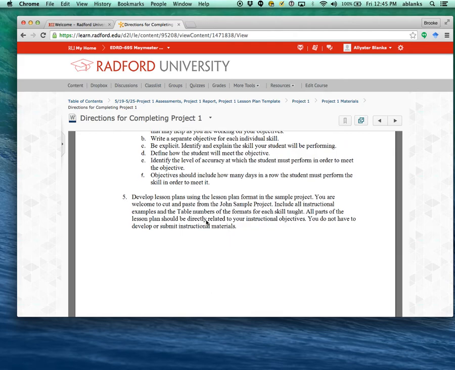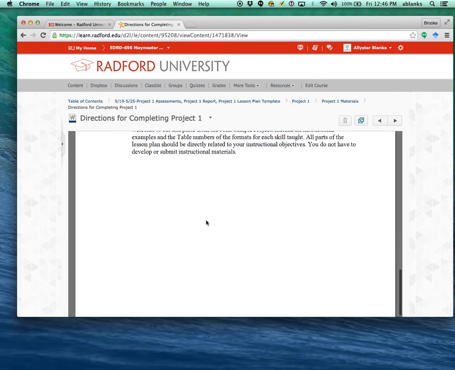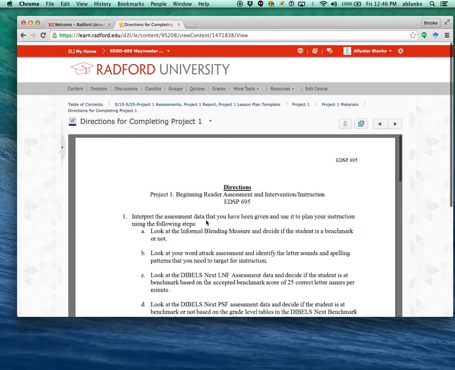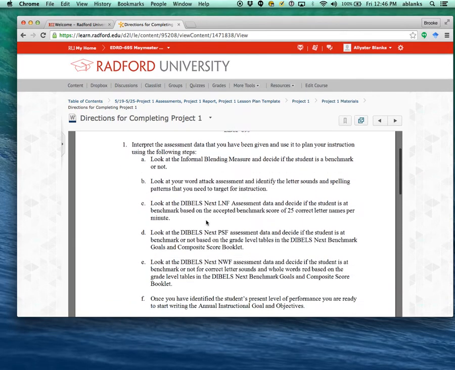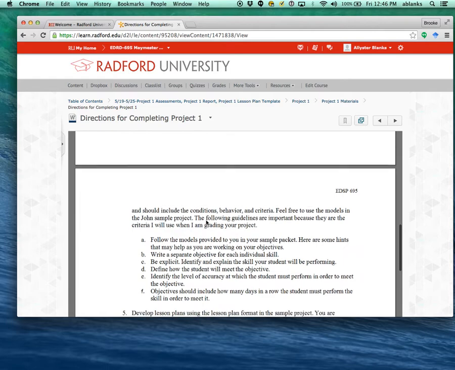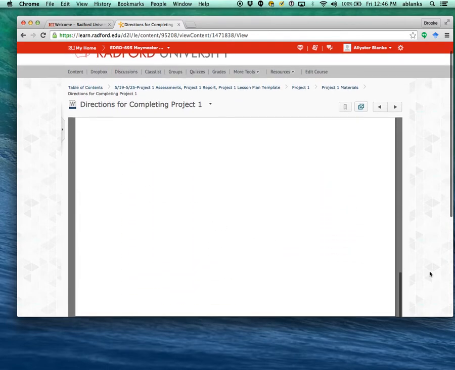So use the lesson plan sheet that's in the sample project, and you have a copy of it here. You are welcome to cut and paste the format of the overall project from the John sample project, and you have to include the instructional examples, and you have to include all of the formats for the skills taught. There should be a one-to-one correspondence between the lesson plan and your instructional objectives, and you do not need to develop or submit to me the actual instruction materials, aside from the advanced organizer, for the purposes of this project, because you won't actually be implementing the lessons with a student because of our time frame on Maymester.